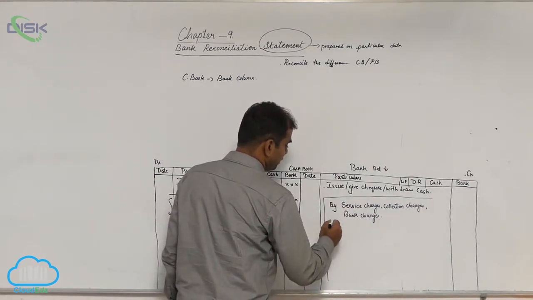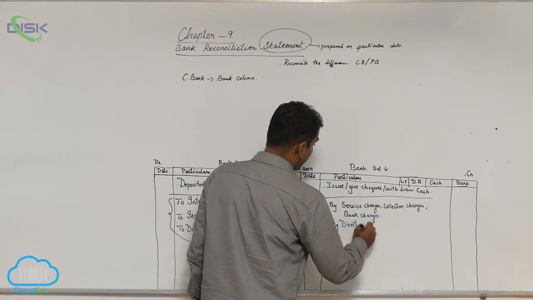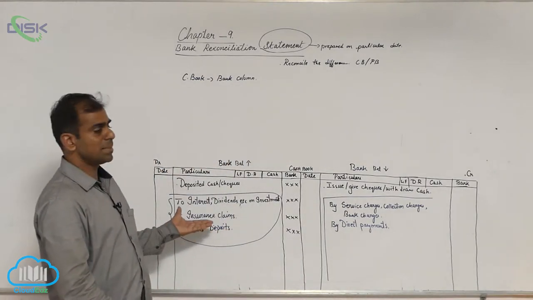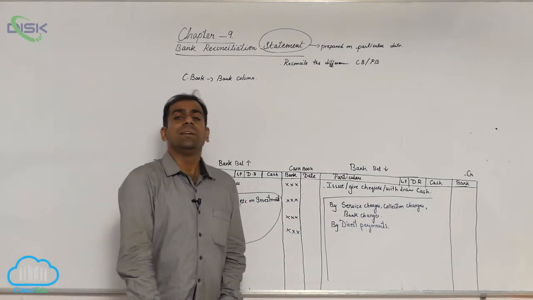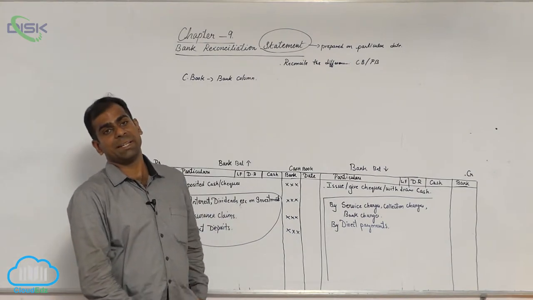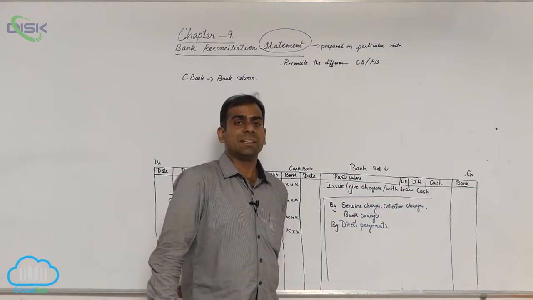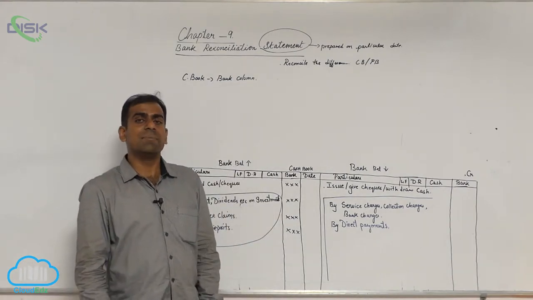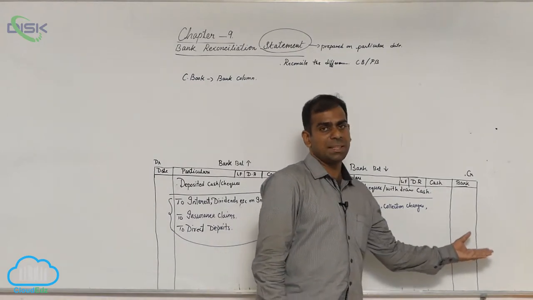Now, next, "by direct payments". What are direct payments? Just like here we said your customers gave you money, and you asked them to deposit directly into your bank, similarly, you purchase goods or you have to pay money to someone, and those people would ask you to pay the money directly. As a result, you instruct your bank to make the payments, and you might even give the dates on which the payments have to be made. Since the bank makes the payment and intimates you, you record it on the credit side of your cash book in the bank column.